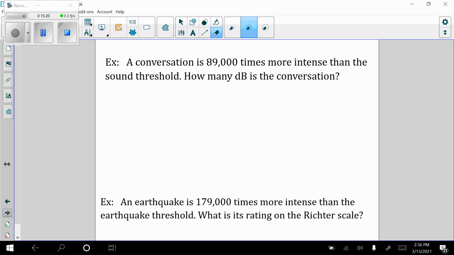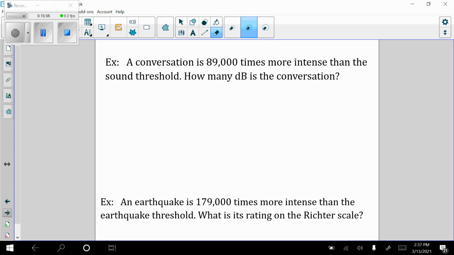Okay, so we're going to solve a few basic problems, and then tomorrow we'll do a few more. A conversation is 89,000 times more intense than the sound threshold. Remember, your sound threshold is I sub 0. The conversation is the I, or the current decibel level that we want to find out. It wants to know how many decibels the actual conversation is.